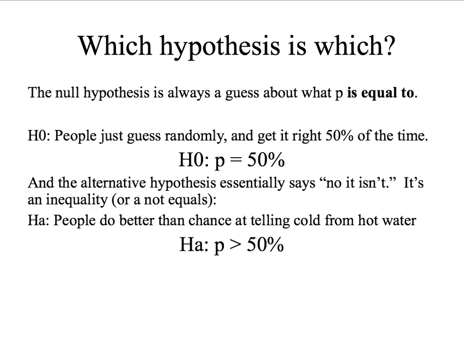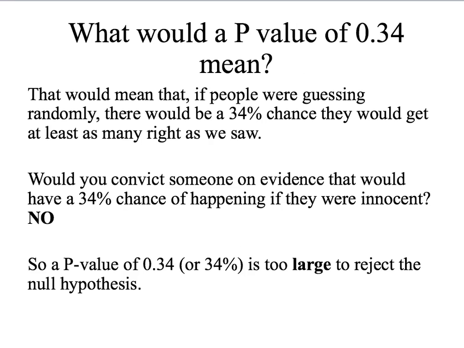The alternative hypothesis essentially says, no, that's not what P is equal to. It's going to be an inequality. We're not saying people get it right 75% of the time. We're just saying they get it right more than 50% of the time. They do better than chance at telling cold water from hot water. Okay, so we've set up our hypotheses.